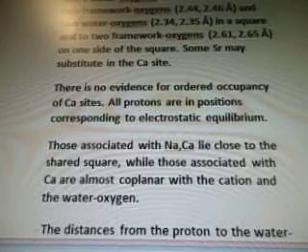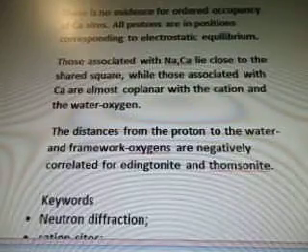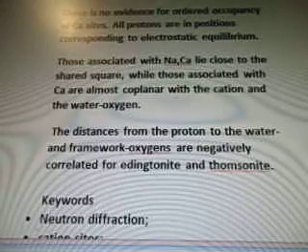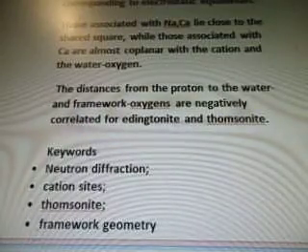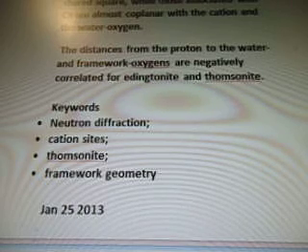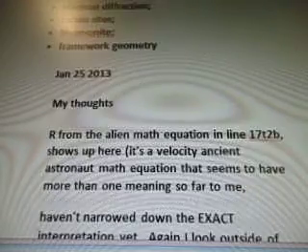All protons are in positions corresponding to electrostatic equilibrium. Those associated with NaCa lie close to the shared square, while those associated with Ca are almost coplanar with the cation and the water oxygen. The distances from the proton to the water and framework oxygens are negatively correlated for Eddingtonite and Thomsonite. Keywords: neutron diffraction, cation sites, Thomsonite, framework geometry.